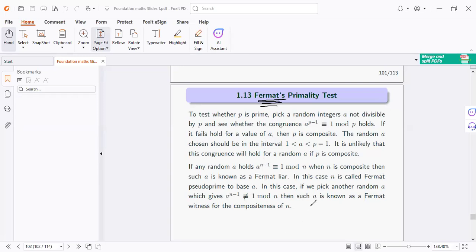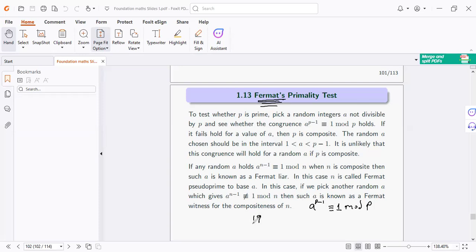Now, what does Fermat's theorem say? It says that if P is prime, and if P cannot divide A, then A raised to P minus 1 would be congruent to 1 mod P. So this is how we test if a number is prime. What that means is, if I'm given this number and I'm asked to test if it's prime, I only need to pick another number less than it.